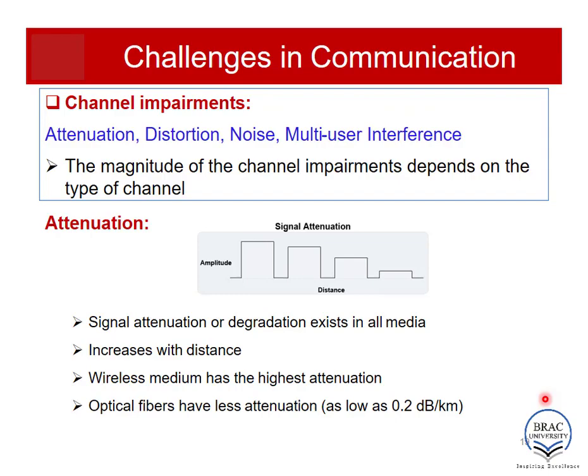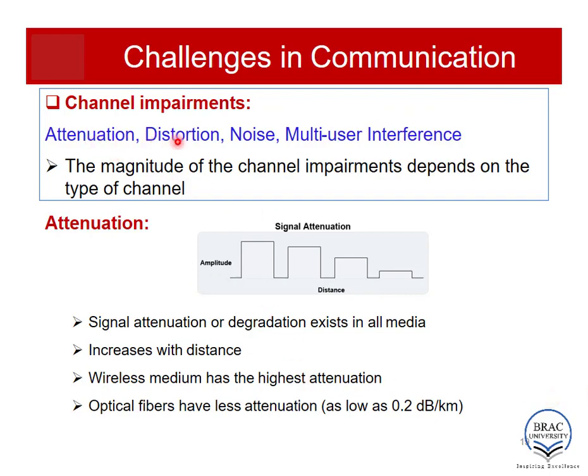Welcome to the second part of the first lecture on Introduction to Communication Engineering. In this lecture, we will talk about channel impairments, or some of the issues or problems that the signals might face while propagating through the channel.